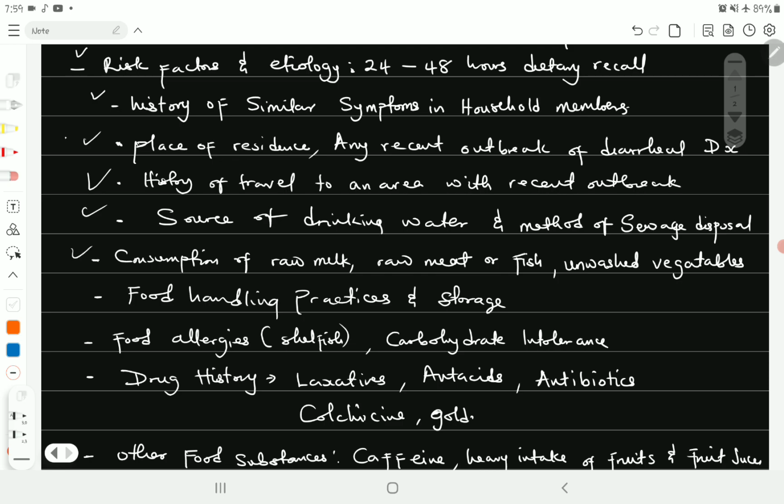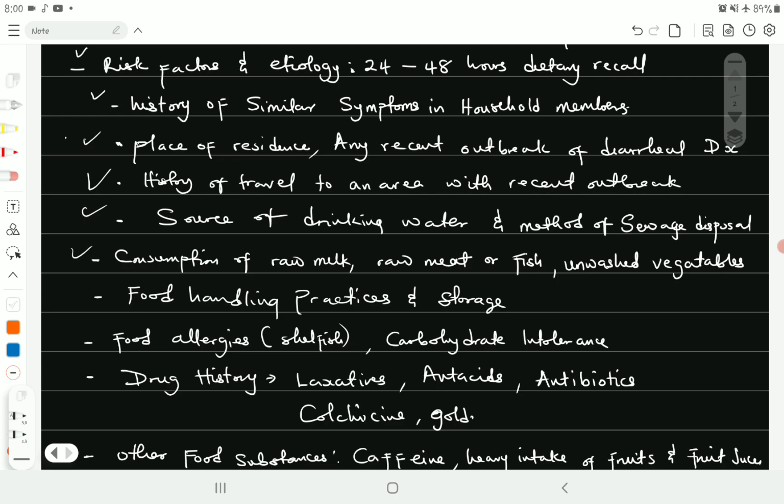Then consumption of raw milk, raw meat, fish, or unwashed vegetables. They are actually very important because by consuming things like raw meat or fish, they are ingesting some organisms which are implicated in acute watery diarrhea.